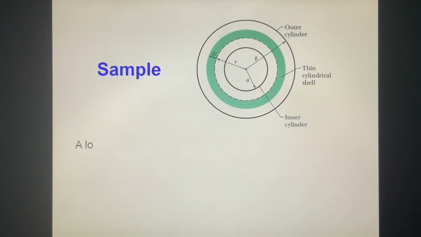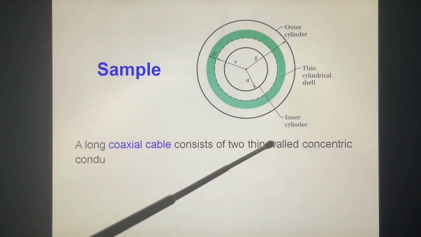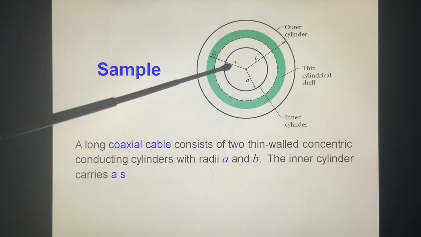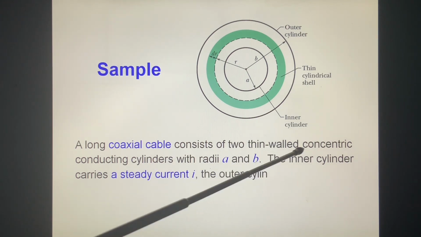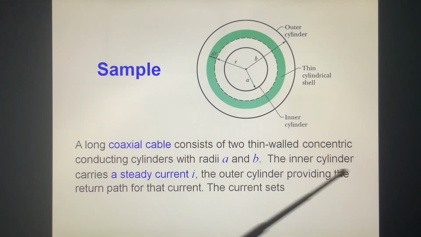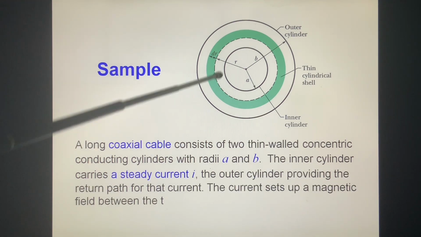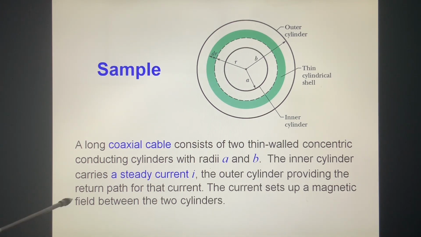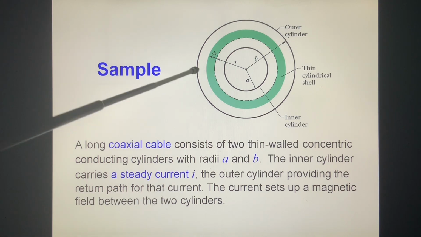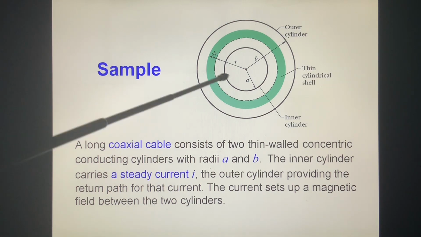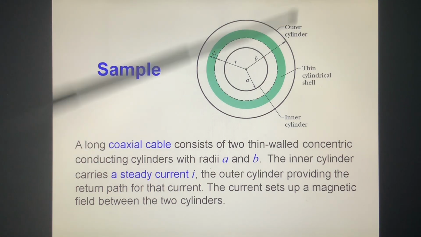Example. A long coaxial cable consists of two thin-walled, concentric conducting cylinders. Now, this is one, this is two. They are concentric. The inner cylinder carries a steady current I. The outer cylinder provides the return path for that current, on the outside. The current sets up a magnetic field between the two cylinders.